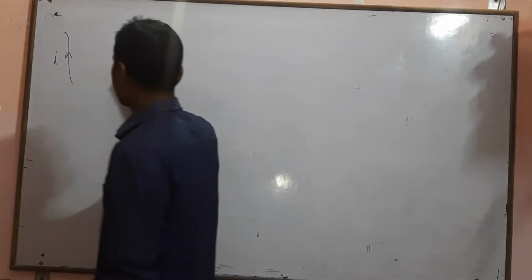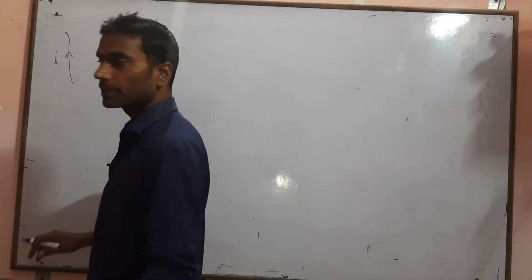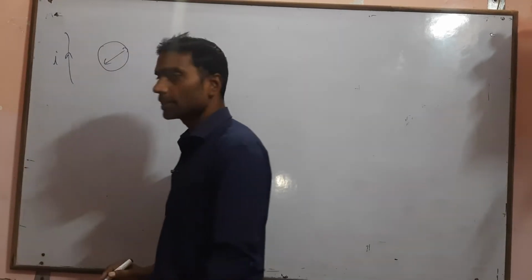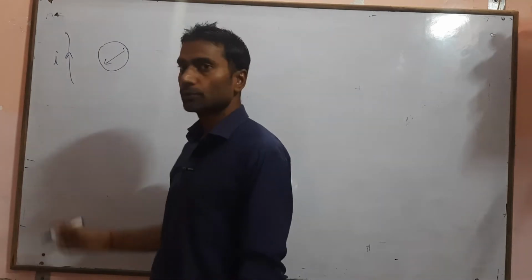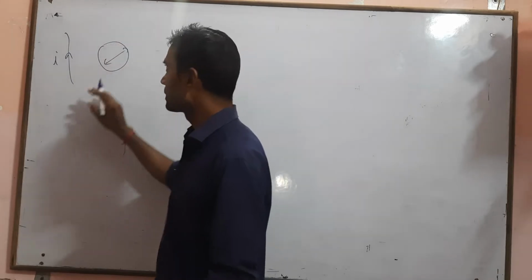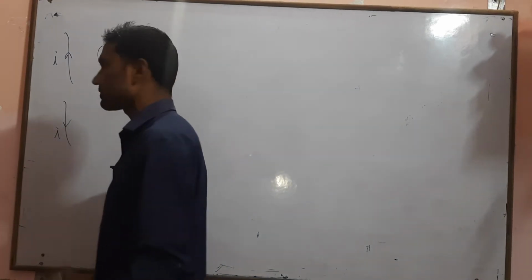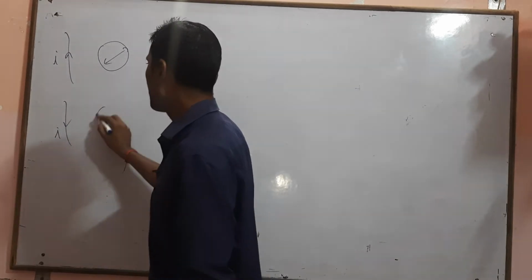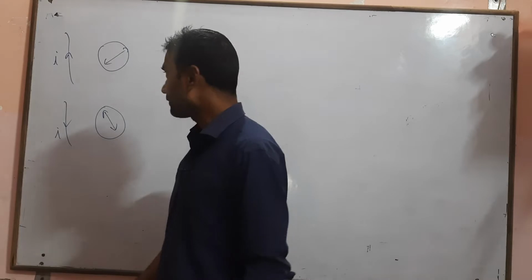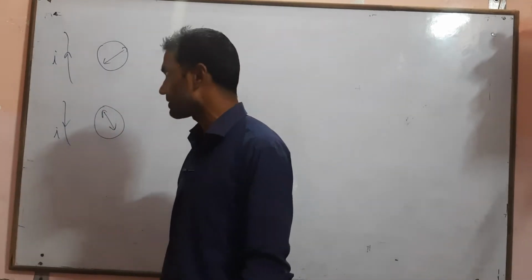What will happen? Let us suppose this is the compass, and due to this current the compass will deflect in this direction, or we can say if current I flows, then the deflection will be to the right-hand side. This is the magnetic compass. If the direction of current is reversed, then the magnetic compass will deflect in reverse. If current I equals 0, then there is no deflection of the magnetic compass.